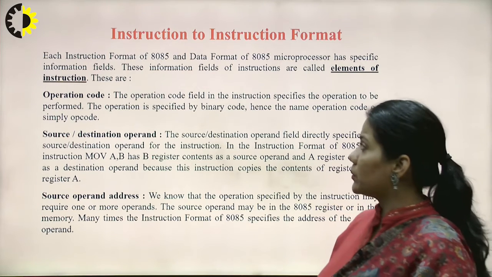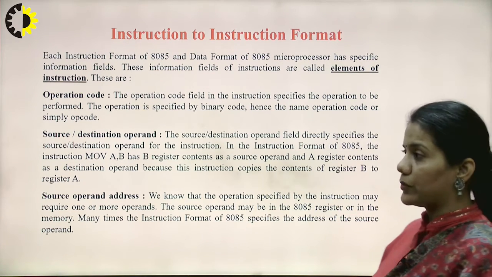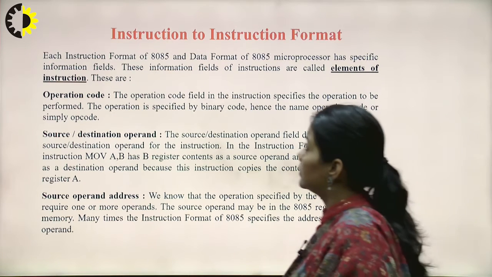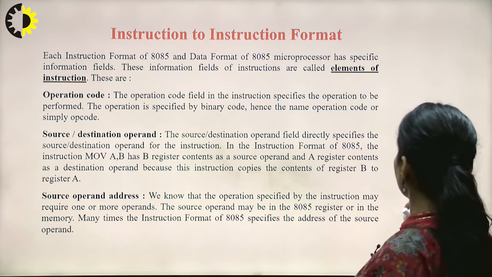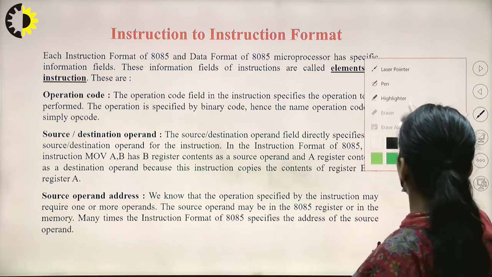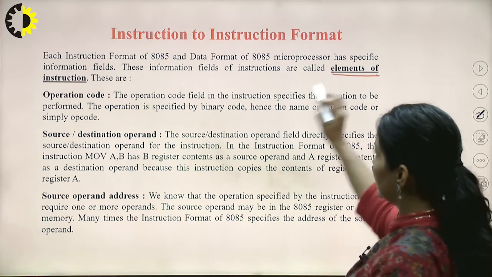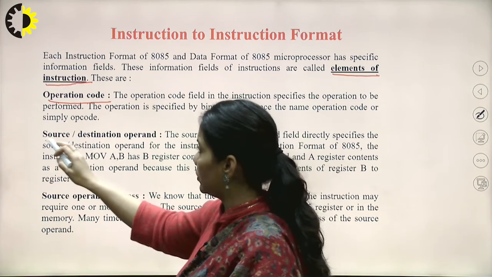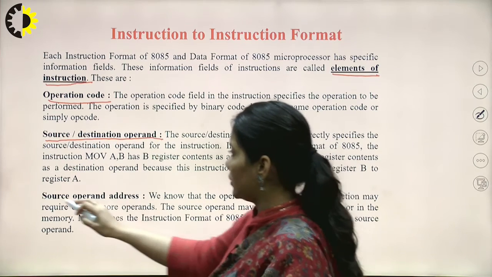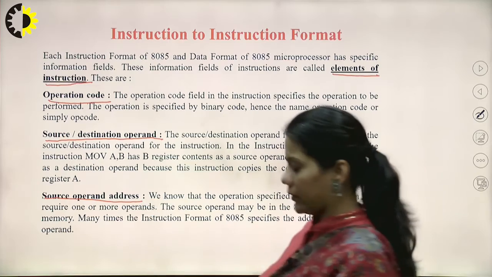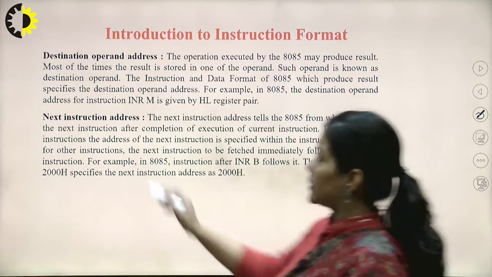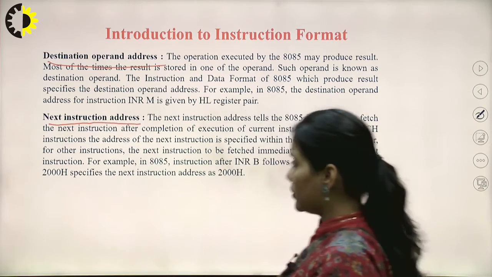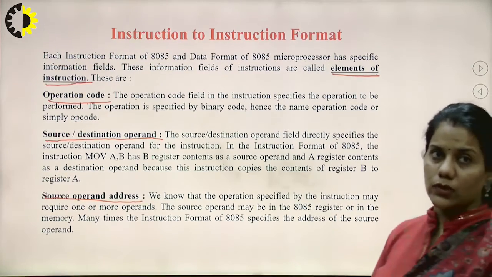So, what are the basics of instruction formats and addressing modes? As you all know, these information fields of instructions are very important. These are known as elements of instruction, and they cover operation code, source and destination operand, source operand address, destination operand address, and next instruction address. So let's understand these terms one by one.